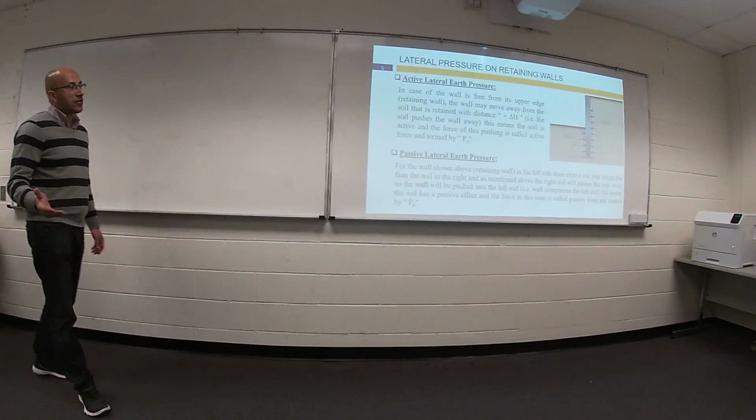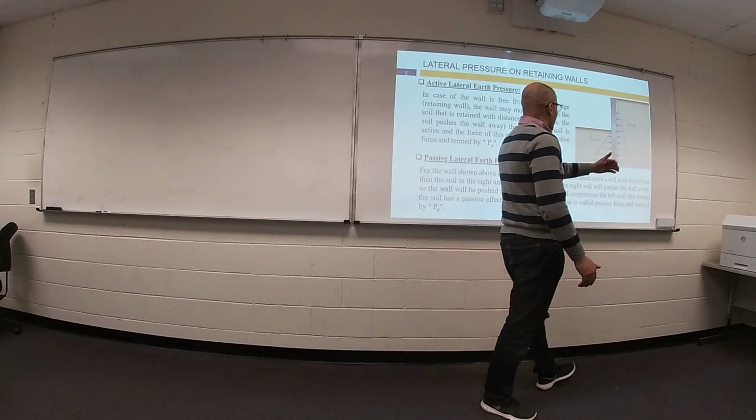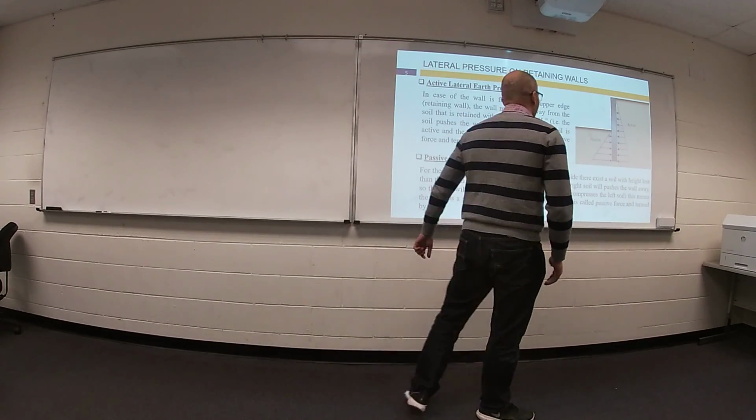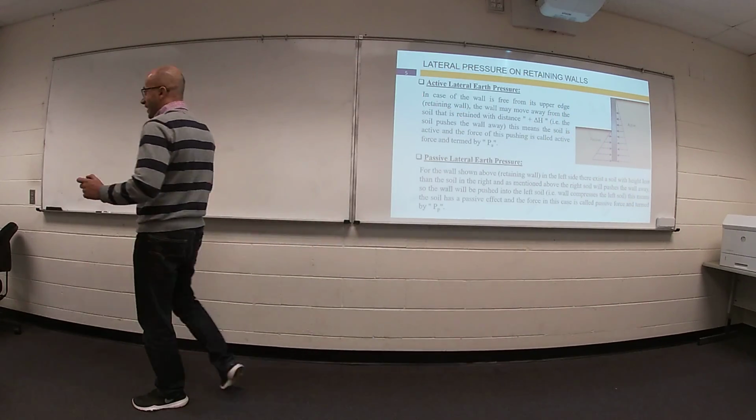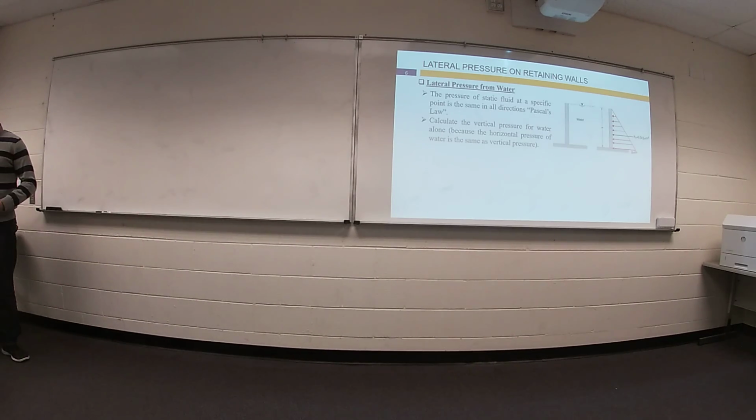What is the effect of air? We have active earth pressure and passive, and how can I determine which side is passive, which side is active? If you have a water table, what is the effect, and what is the difference between lateral pressure of water and lateral pressure of soil?